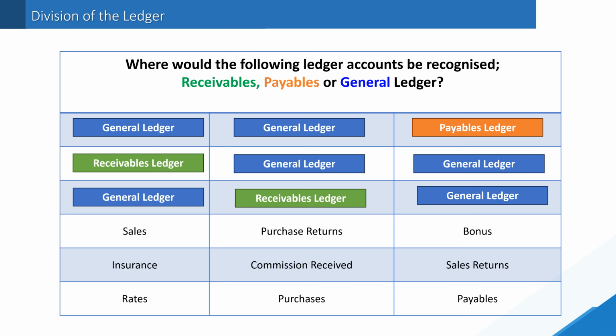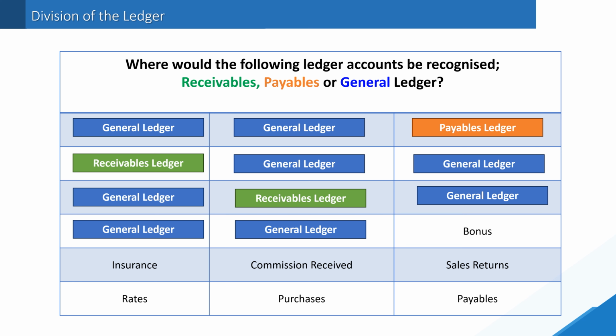The sales account recognises the revenue that the business has generated from selling its product. Sometimes there's a temptation to group accounts together, and sometimes learners can get confused and believe that the sales account is recognised in the receivables ledger because it's a connected transaction. The sales account is a revenue and income account and is recognised in the general ledger. Purchase returns recognise the value of goods that we've returned to our suppliers because of damaged, inferior quality, incorrect goods. That account is recognised in the general ledger.